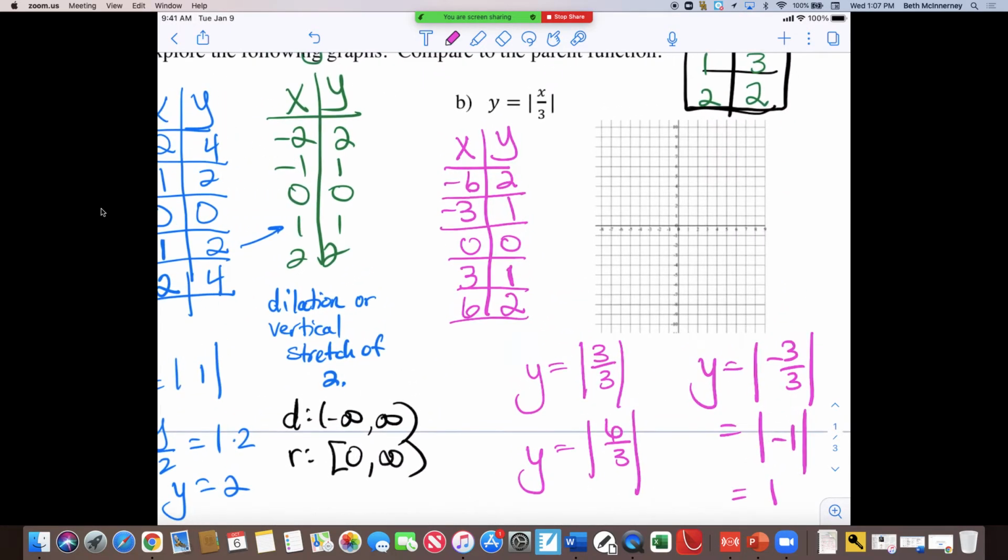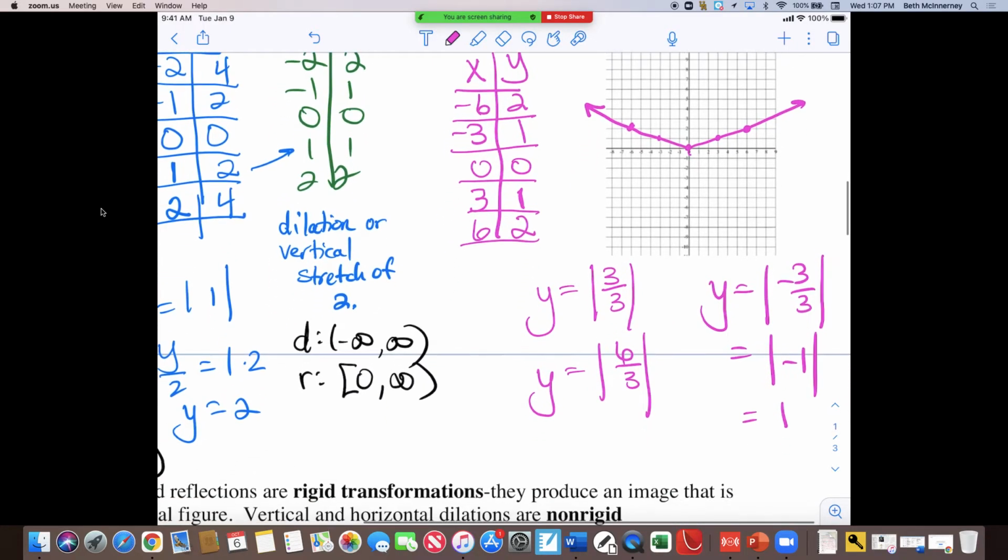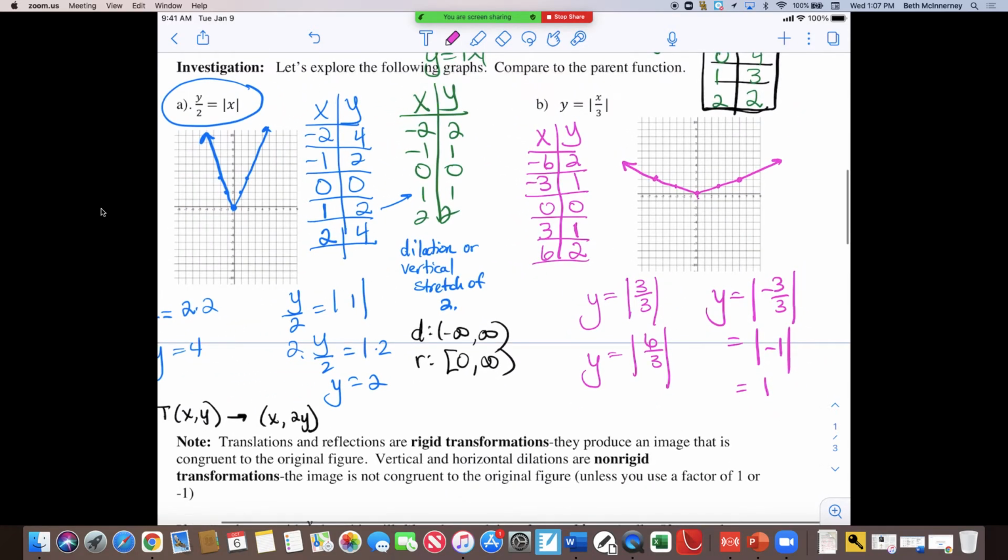So let's plot this one. Here's 6, 2, 3, 1, 0, 0. Okay, this one, do you see that I actually spread out on the x-axis now? To go up 1, I had to go right 3. So this is called a horizontal stretch of 3.